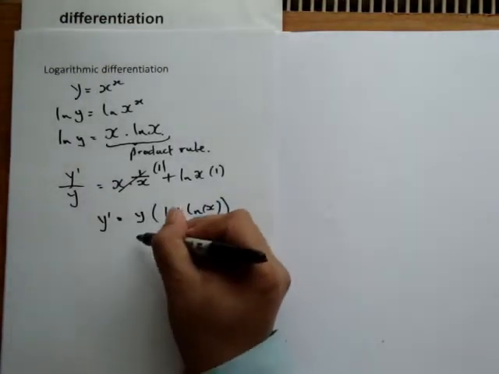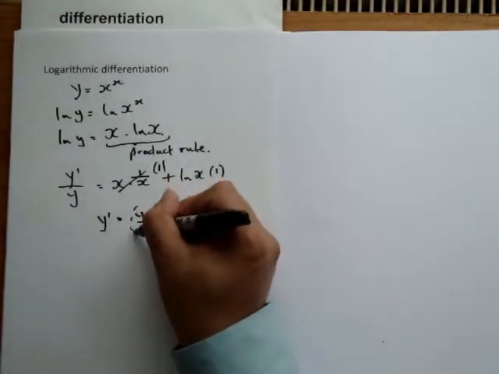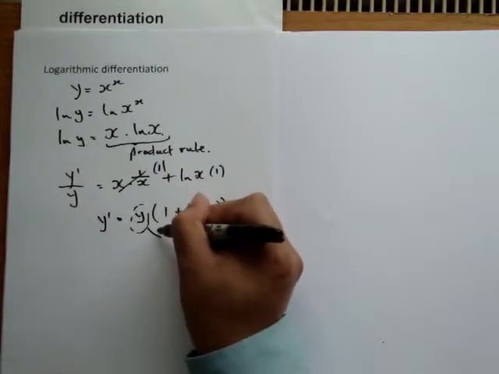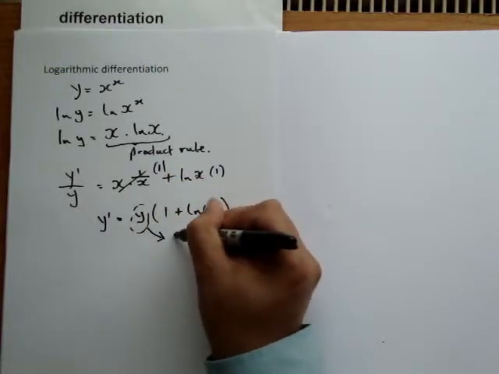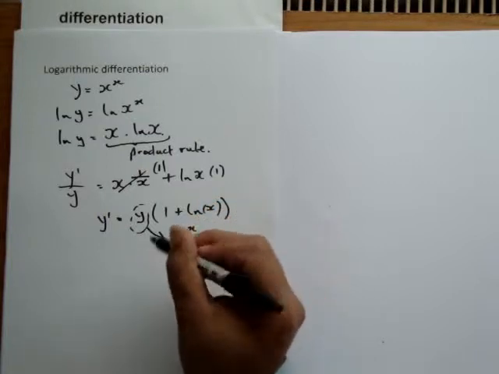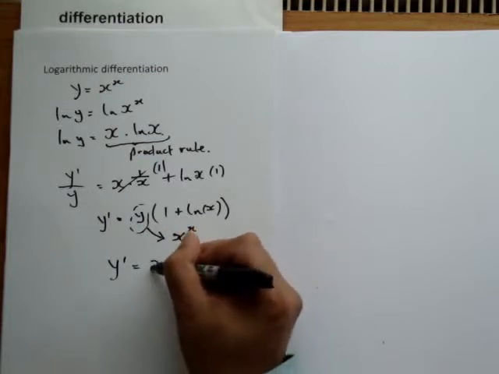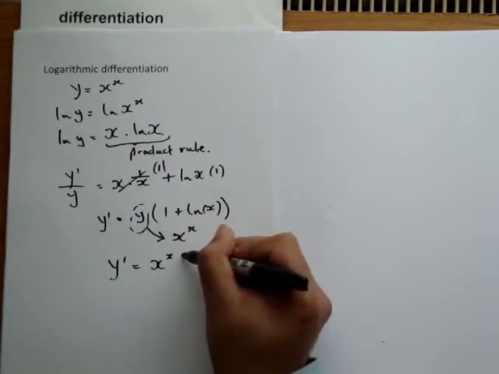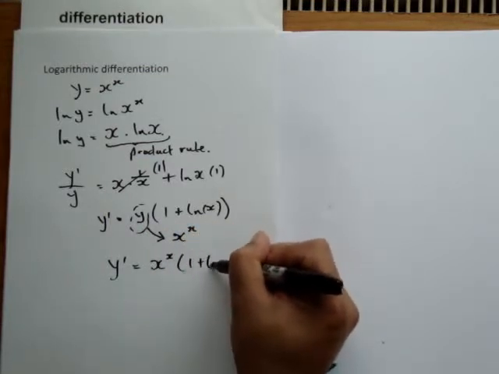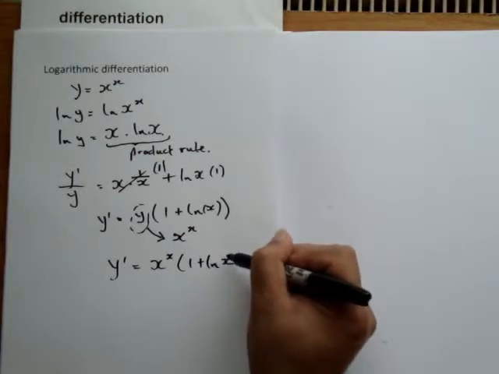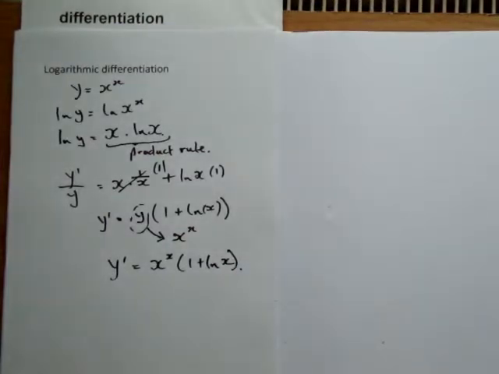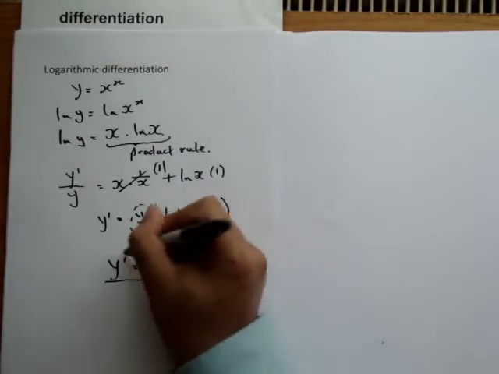Okay? Now y is x to the power x, so y prime becomes x to the power x, 1 plus natural log of x, and that is our answer.